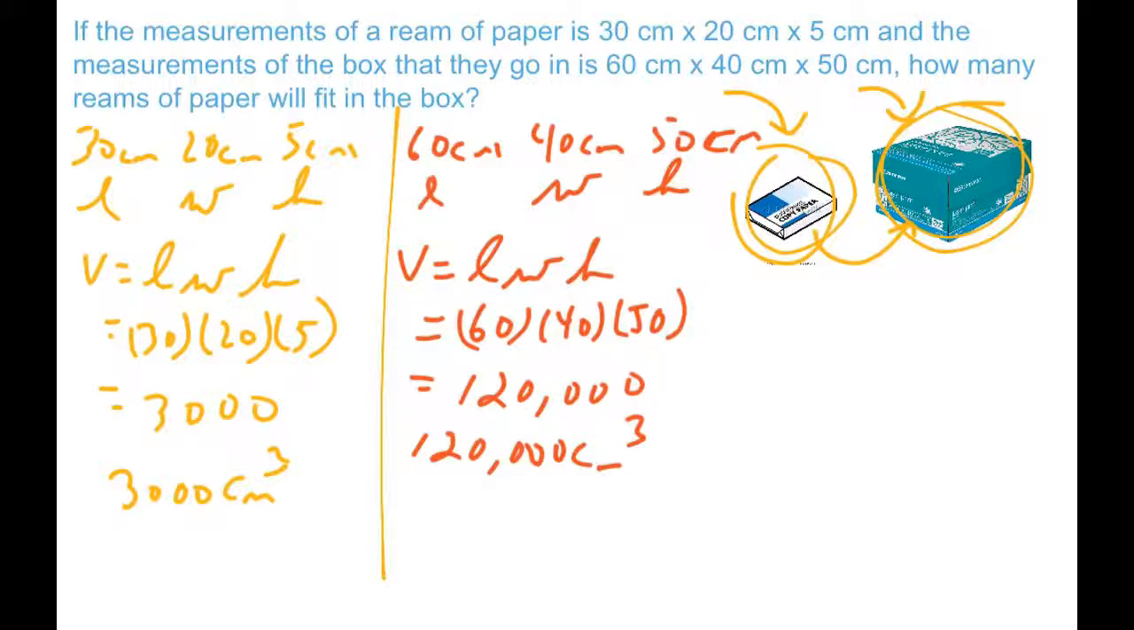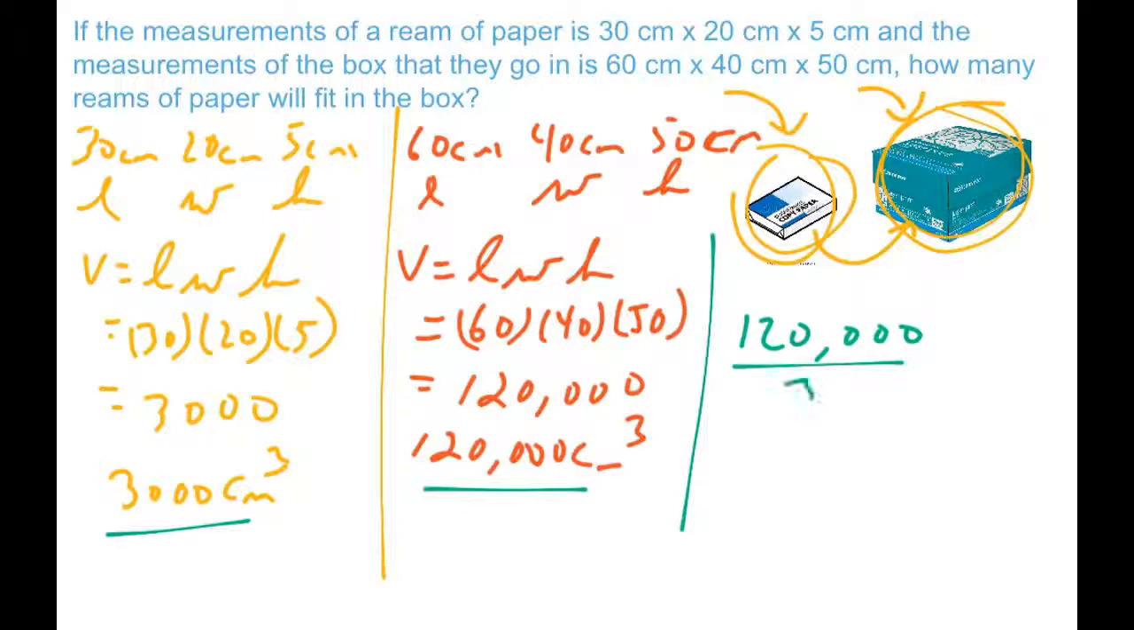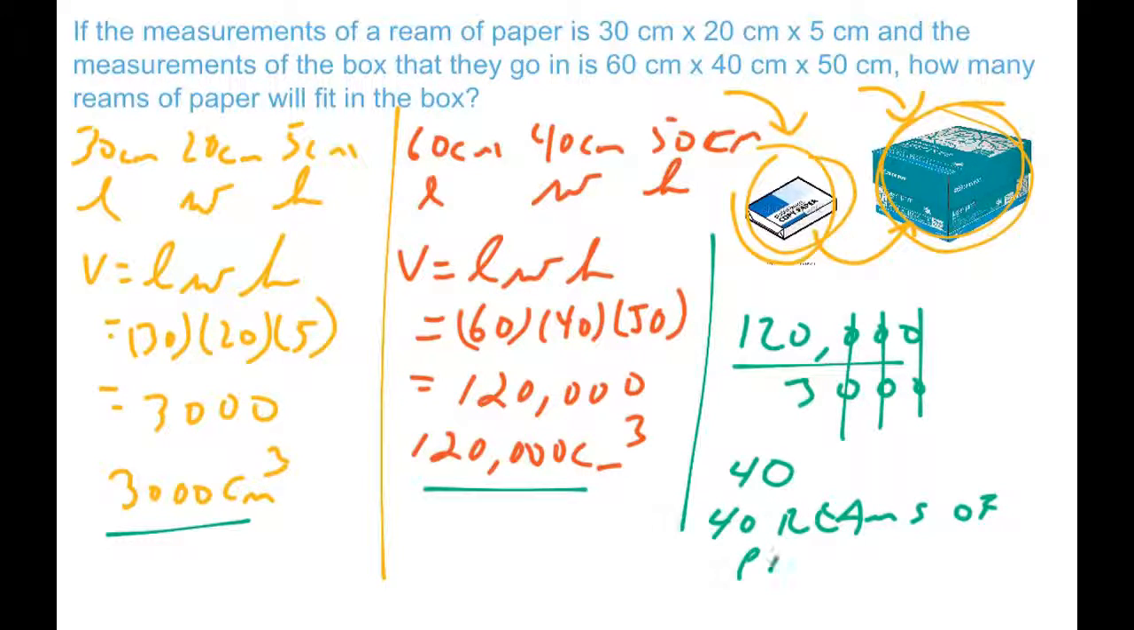Alright, now we need to take these two numbers, and we'll take the volume of this, 120,000. We're going to divide it by this volume, 3,000. Cancel those zeros out. And then 120 divided by 3 is 40. So that means I can fit 40 reams of paper in that box. There we go.